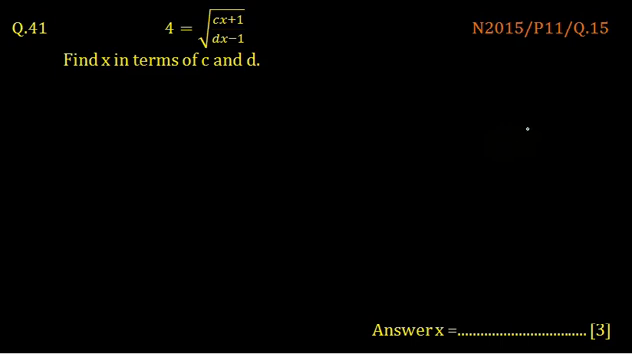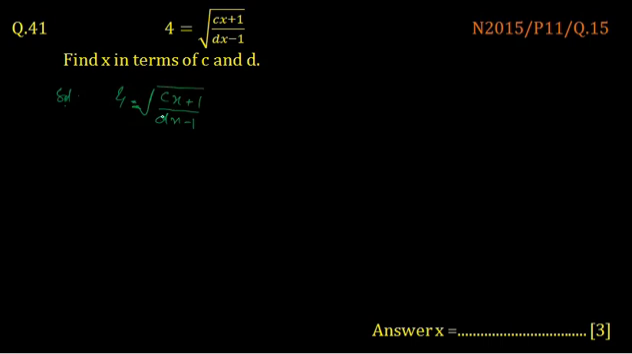Question number 15, paper 1, variant 1, November 2015. 4 is equal to under root cx plus 1 divided by dx minus 1. Find x in terms of c and d. So, first we rewrite the equation. It is 4 is equal to under root cx plus 1 divided by dx minus 1.